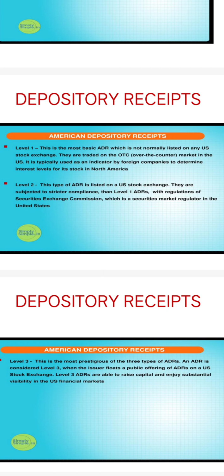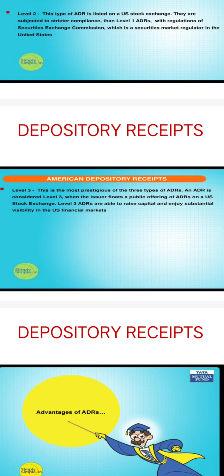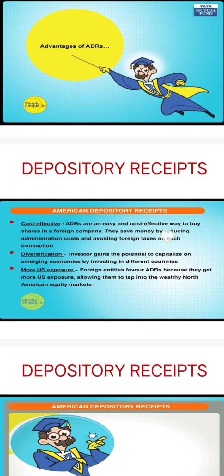Then Level 2. This type of ADR is listed on a US stock exchange. They are subjected to stricter compliance than Level 1 ADRs with regulations of the Securities and Exchange Commission, which is the securities market regulator in the United States. Level 3, this is the most prestigious of the three types.